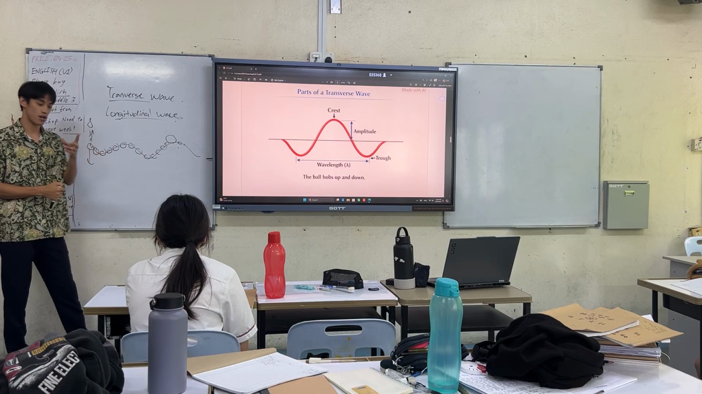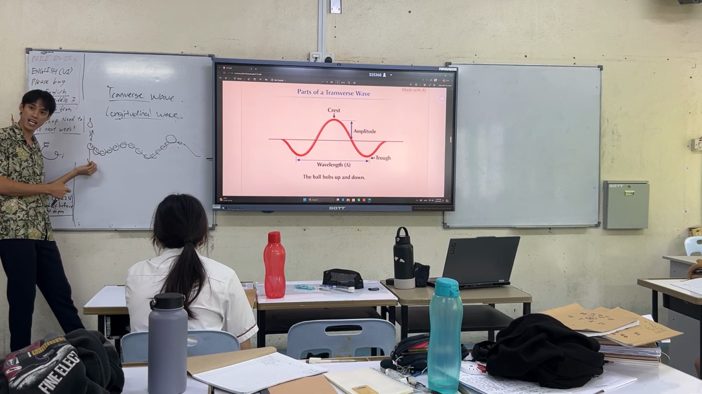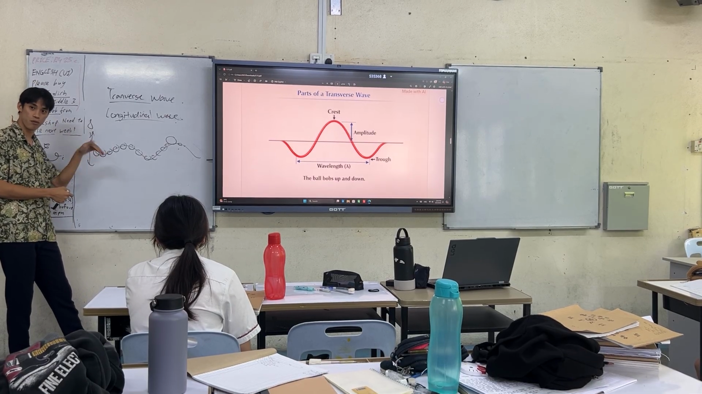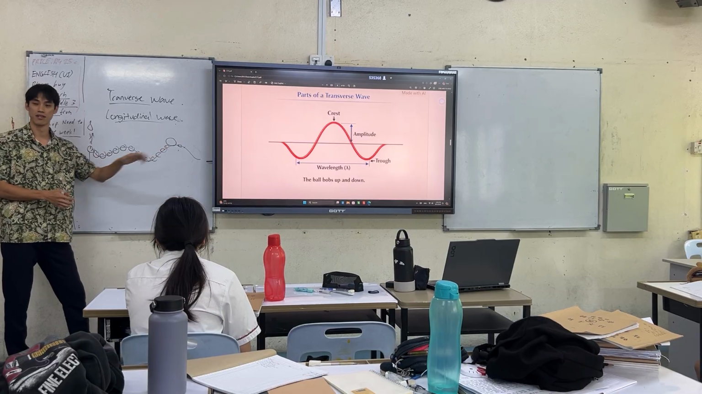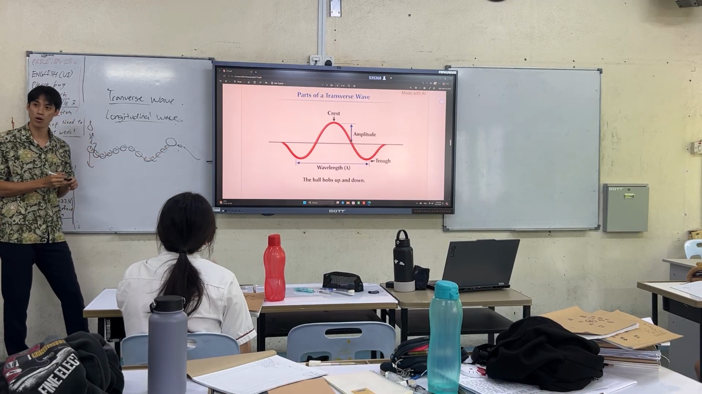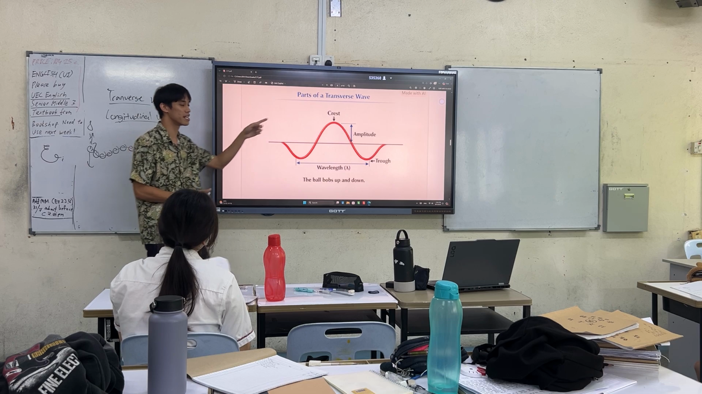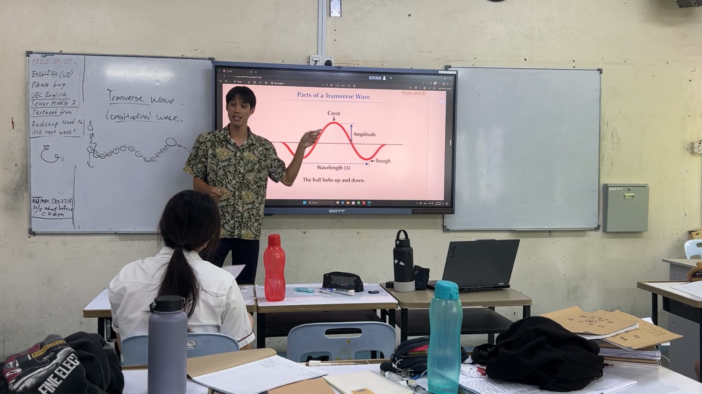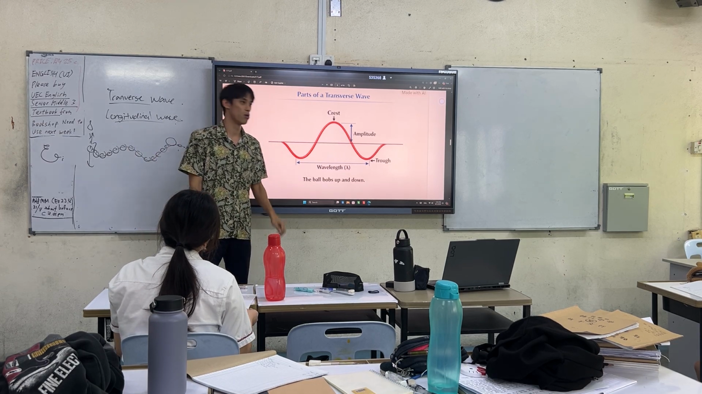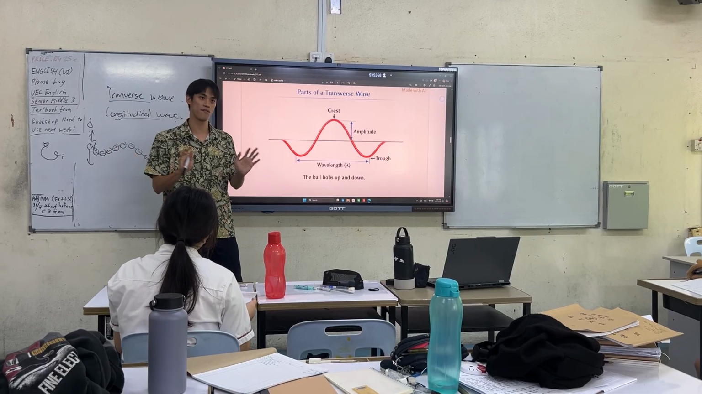Again, the particle over here is moving up and down, but the wave progress is going from left to right. So it's actually 90 degrees. When it is 90 degrees, we call it a transverse wave. Very easy. We will learn about longitudinal wave later on, but today we will focus on transverse wave.